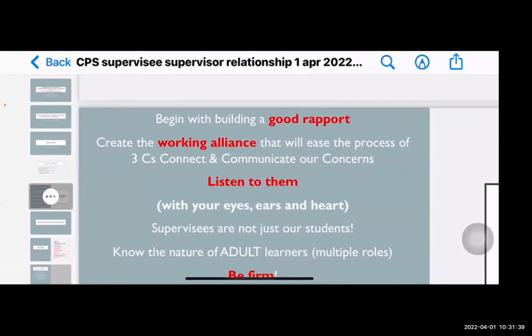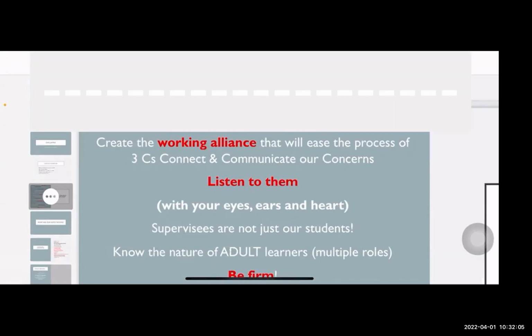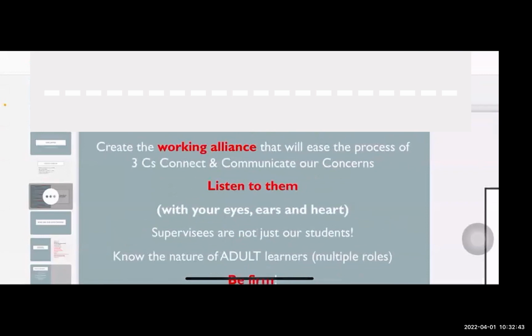Most of the time, these people, the supervisees, are our students. But always remember, the student-lecturer relationship is different. We may be a little bit strict and fierce when we're teaching them in class, because the nature is different. But building rapport here is more on getting to know your supervisee. Create the working alliance. A working alliance is a really professional relationship. Okay, that will ease the process of the 3 C's.